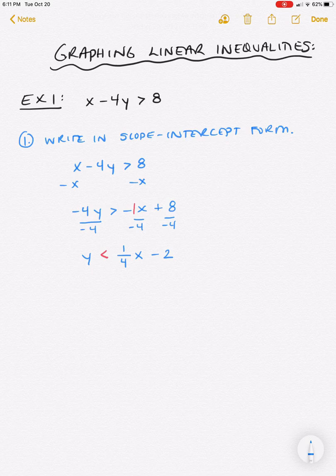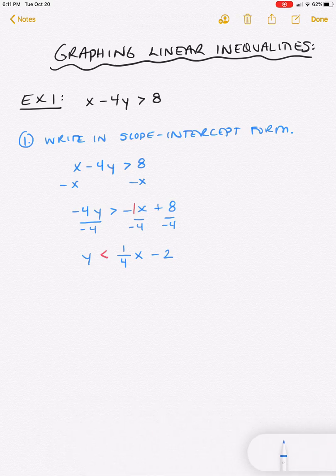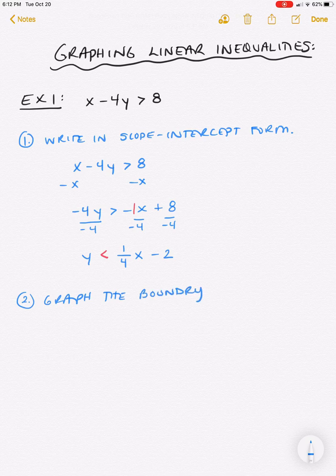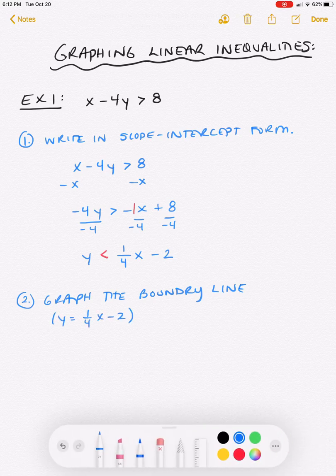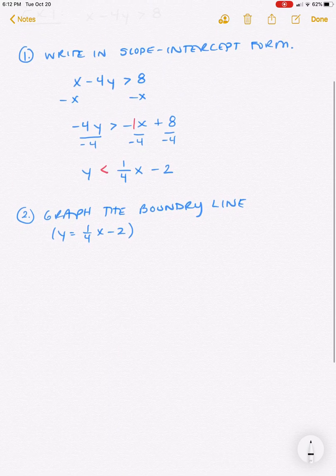And so we see that this is what's called the boundary line: we've got a line with a y-intercept of negative 2 and a slope of 1/4. So what I'm going to do is graph the boundary line. So we are basically thinking about graphing the line y equals 1/4 x minus 2. The only difference is make sure we don't necessarily just make it a solid line. Okay, we need to think about if it's going to be a solid line or a dotted line.